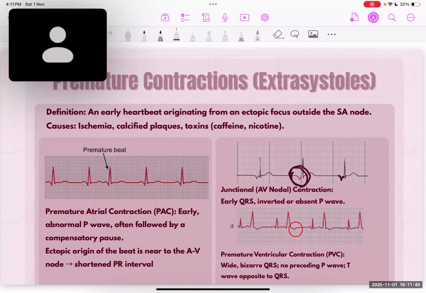Okay. Now we have premature ventricular contraction. It is wide. As you can see, it's very weirdly shaped. There is a bizarre QRS. There are no preceding P waves. You don't really see much of a P wave. It's kind of there, but it's not really. And the T wave is inverted. So here, your T wave is inverted. For junctional contraction, your P wave was inverted, and here, your T wave is inverted. So remember this. For premature ventricular, the T wave is inverted. For AV nodal contraction, it is your P wave.